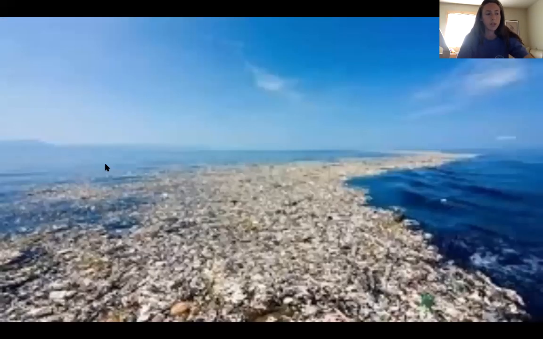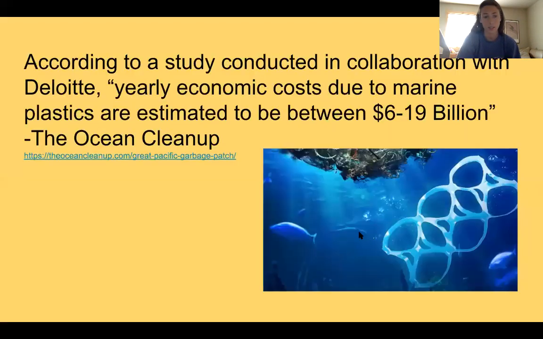Just some more information on this huge patch of garbage. It's the largest of 5 offshore plastic accumulation zones in the world's ocean. It's estimated that 80,000 tons of garbage has been accumulated in this patch. It poses entanglement risks to marine life, and threatens their overall behavior, health, and existence. If ocean animals are digesting these plastics, we're eating them. Like I said, it comes in a full-blown cycle, and we're digesting these harmful chemicals in these plastics. So it always comes back to us.